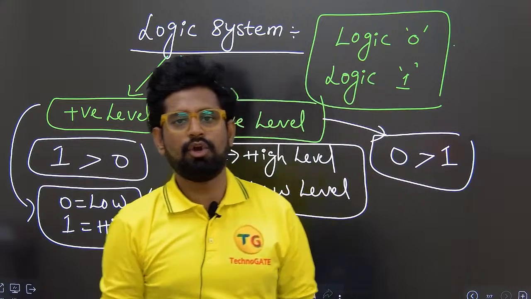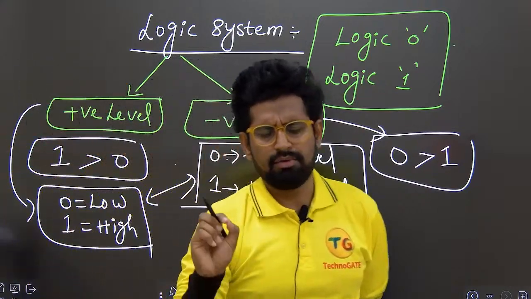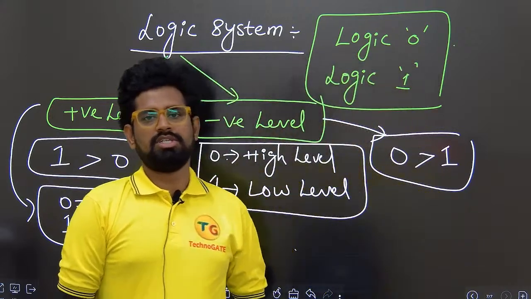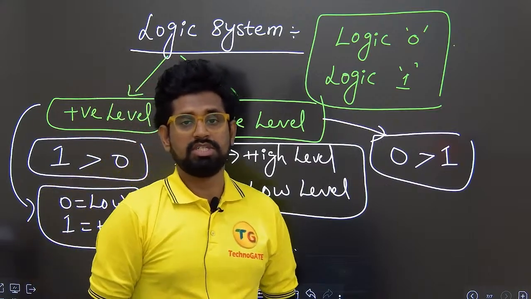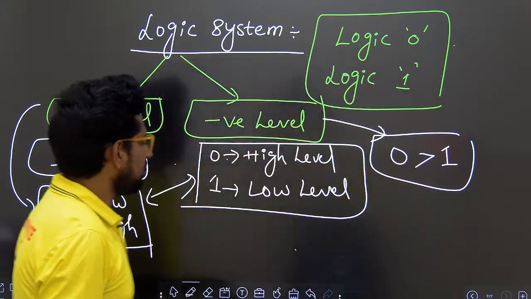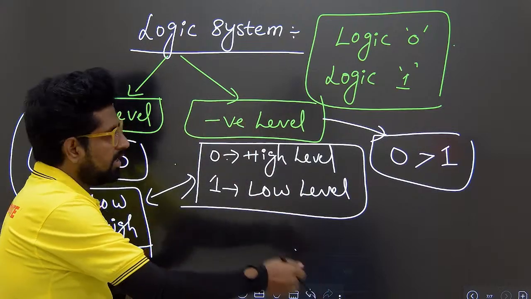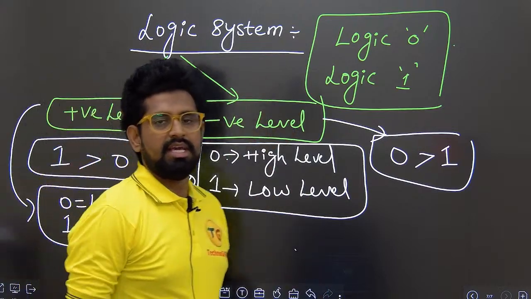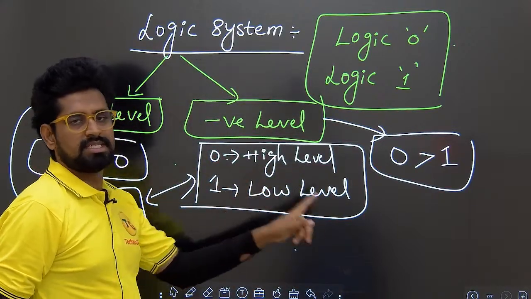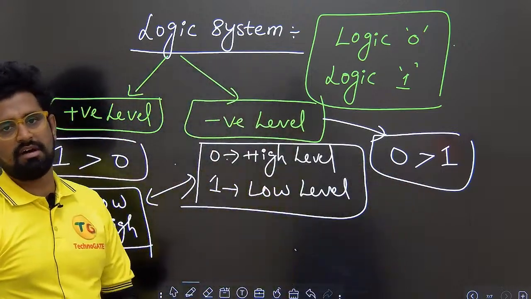So I have given two clear-cut definitions here. The logic system is classified into two types. One is positive level logic system, another one is negative level logic system. In the positive level logic system, I said that the presence of logic 1 is greater. That means 0 is low level, 1 is high level. Whereas quite reverse and opposite to that, in the negative level logic system, 0 is considered as high, 1 is considered as low. That means presence of 0 is greater than presence of 1.